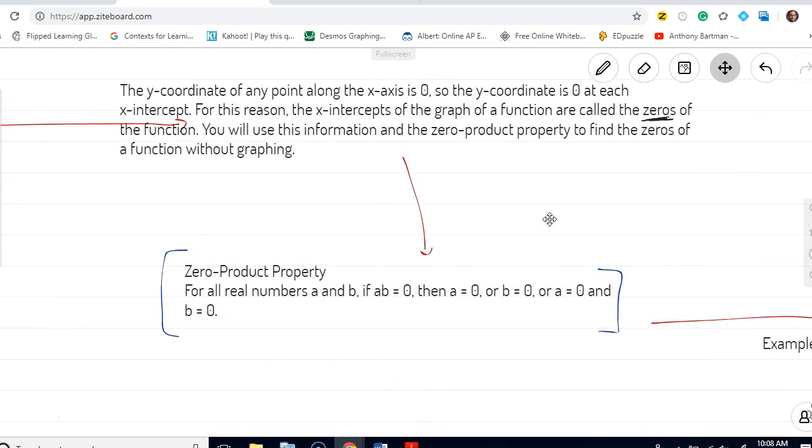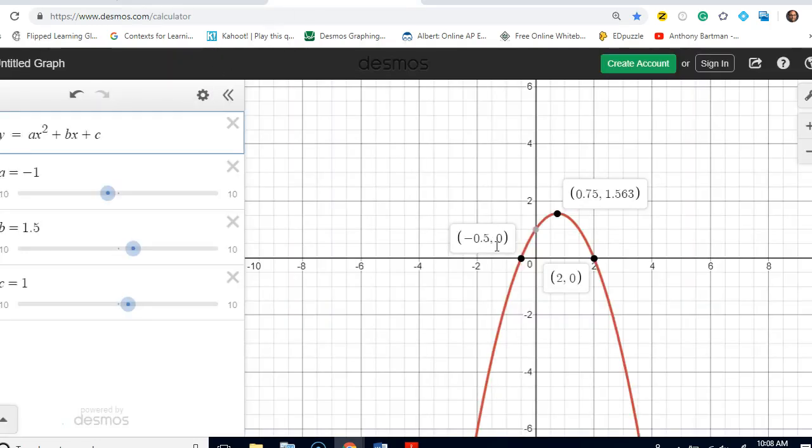The y-coordinate along any point of the x-axis is 0. So we can call the y-coordinate 0 at each x-intercept, right? So the x-intercept, notice, is when the y-coordinate is 0. For this reason, the x-intercepts of a graph of a function are also called the zeros of that function, because it crosses the x-axis. The zeros, because the y value is 0. If you notice here, the y value is 0 on this one, the y value is 0 here.